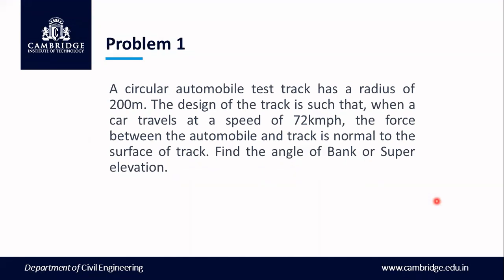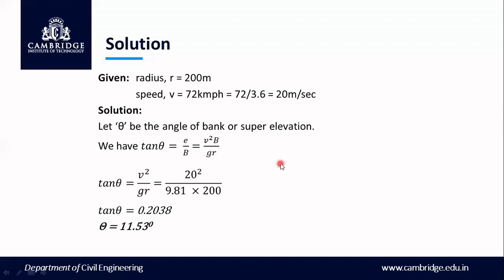A circular automobile test track has a radius of 200 meter. The design of the track is such that when a car travels at a speed of 72 km/h, the force between the automobile and track is normal to the surface of track. Find the angle of bank or super elevation. So we need to find out theta. It's a very simple problem. Let's see what is given.